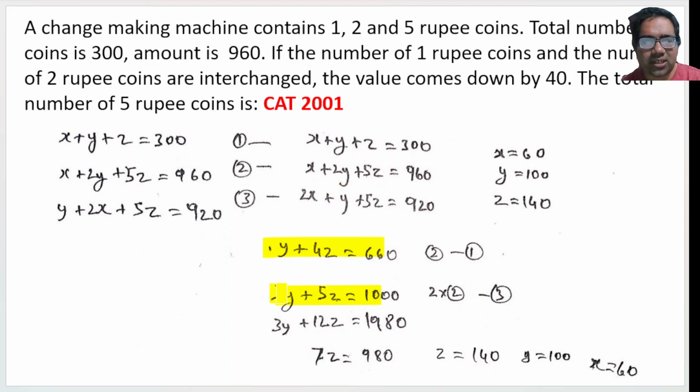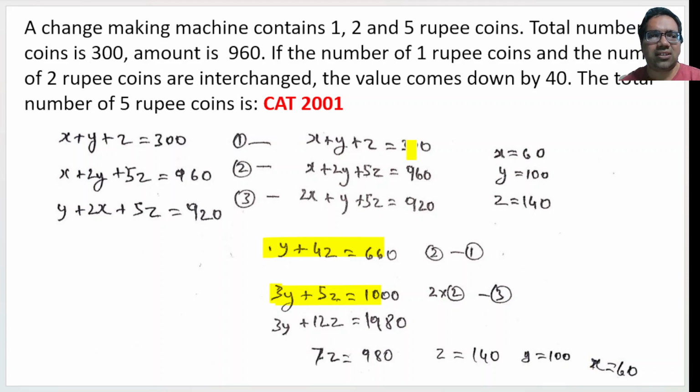Right. Now let us try to eliminate y from these two. So let us multiply this equation by 3. 3y plus 3 times 4, 12z equals 3 times 660, which is 1980. Let us subtract the other equation from this one now. 3y minus 3y is 0. 12 minus 5, 7z equals 1980 minus 1000, which is 980. That means z is 140. If z is 140, then y is 660 minus 4 into 140, 660 minus 560, which is 100.